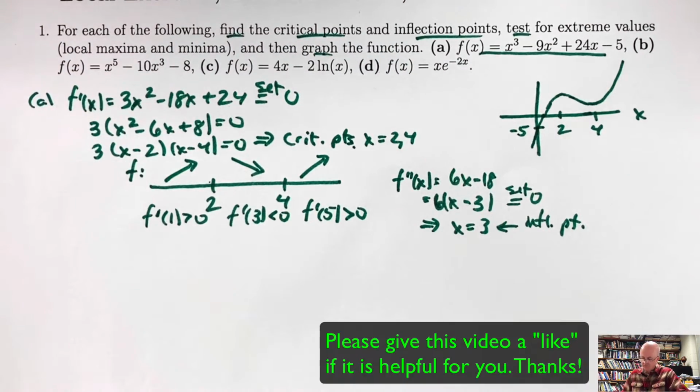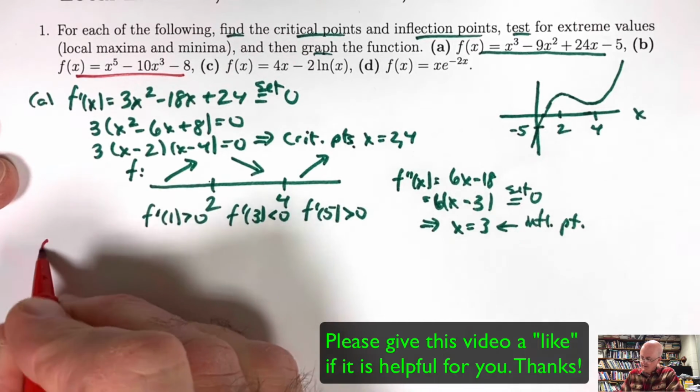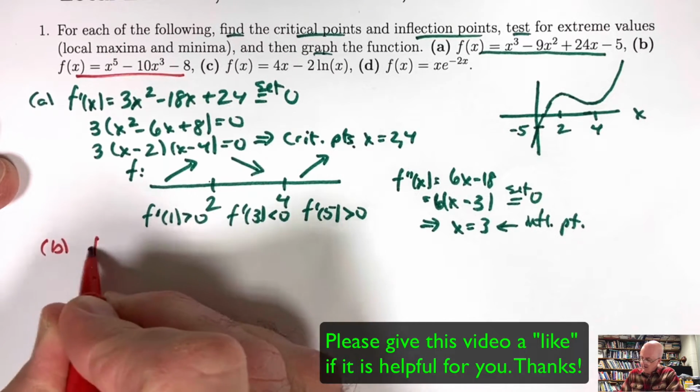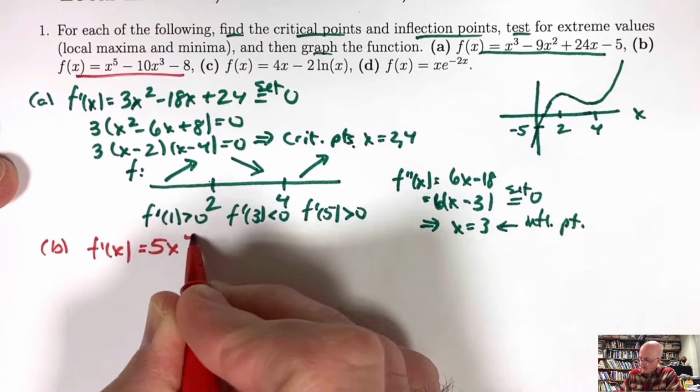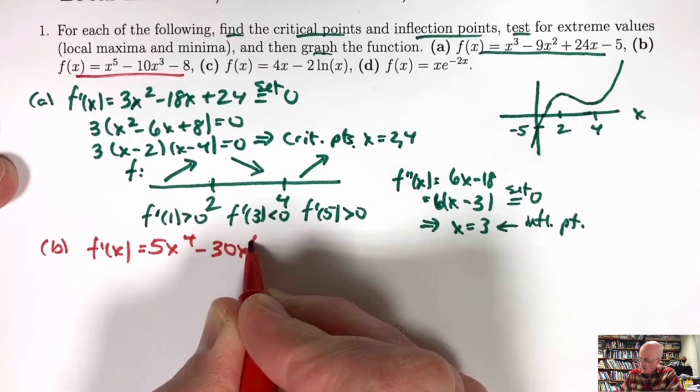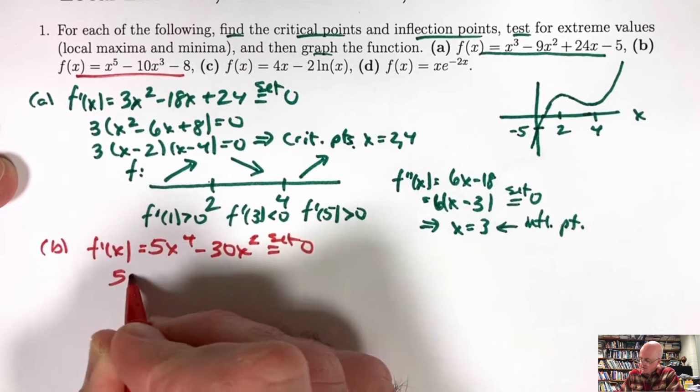Part B. Now we have a 5th degree polynomial. Don't panic. It's doable. f prime of x is going to be 5x to the 4th minus 30x squared. I want to set this equal to 0 to solve for critical points. Factor as much as possible.